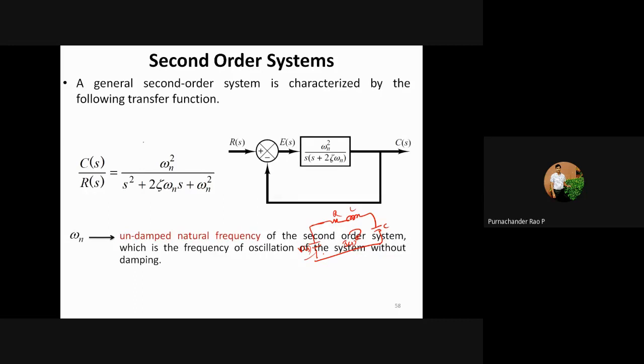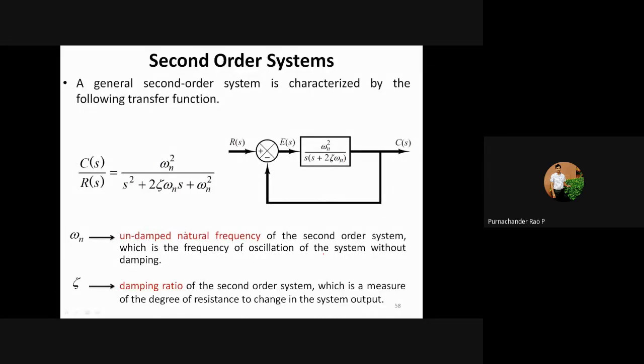So here this omega n is called the natural frequency, the undamped natural frequency, which is the frequency of oscillation of the system without damping. Then zeta is the damping ratio of the system, which is a measure of the degree of resistance to change in the system output.